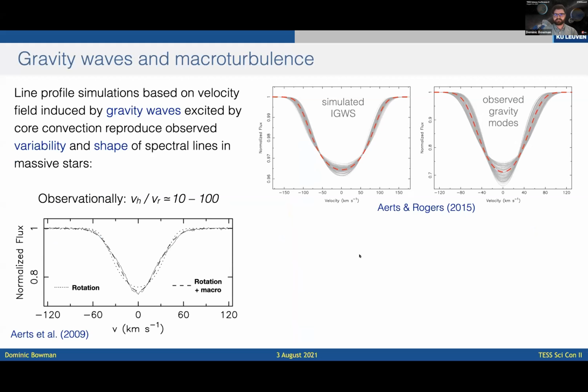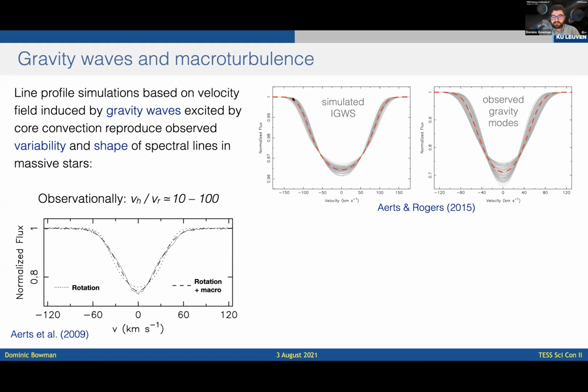So how is this related to gravity waves? Well, using the 3D hydro simulations of stellar interiors, you can directly extract the velocity field that you get from gravity waves excited by core convection. And this is something that Ertz and Rogers did in 2015, and they showed that based on simulations of line profile variability, that gravity waves have a good match to the observed line profile variability at the surface.